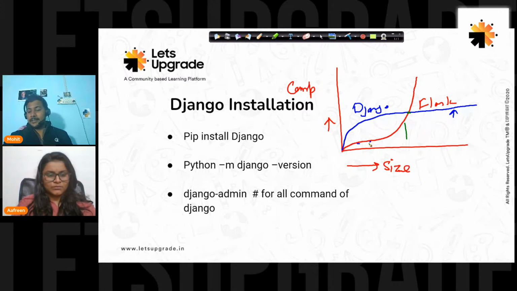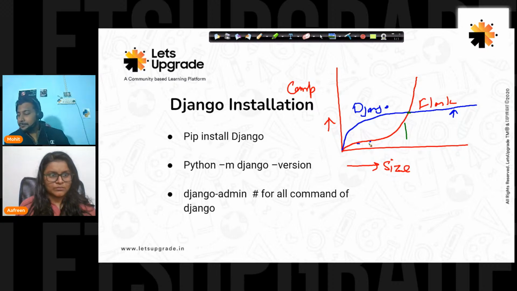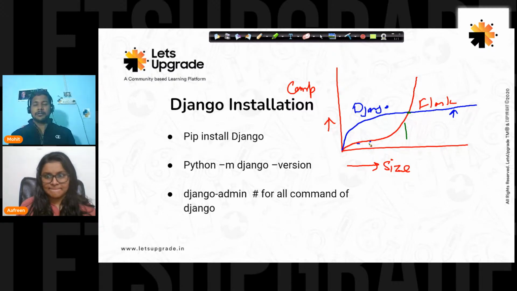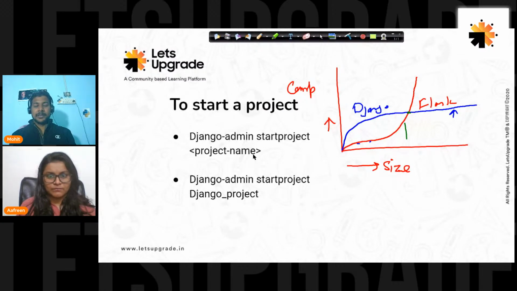I hope you get the sense. This is a very good diagram for understanding whether we should use Flask or Django. If you want to install Django, use pip install django. Python -m django shows the version, and django-admin lists all the commands. And django-admin startproject creates a project. After creating a project, you will see these files.